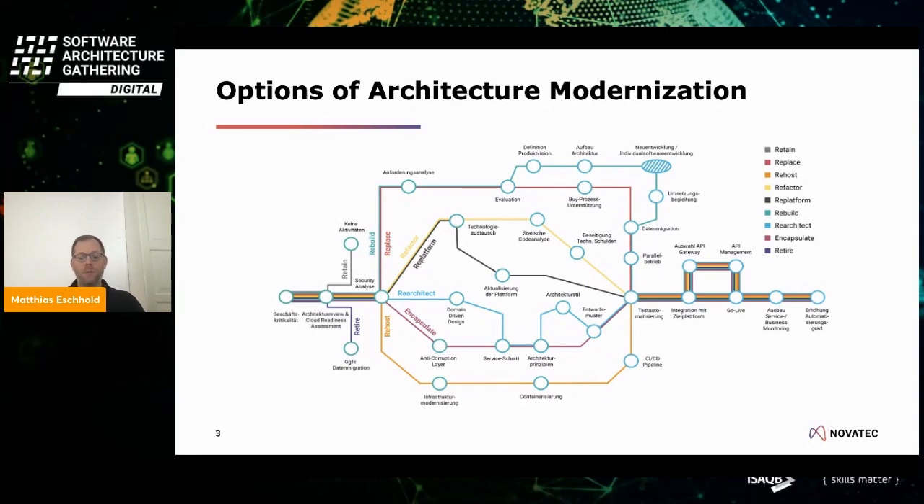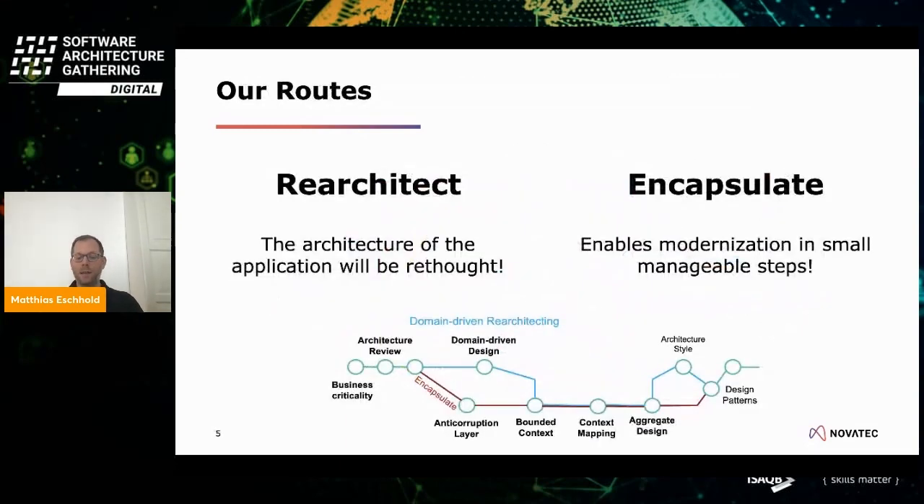And I'm very sorry that the metro plan is not fully translated. But I think it's not so bad because we focused on the lane re-architect and encapsulate. And on our tour, we will meet the isolated area of anti-corruption, the separated districts of bounded context, and the connections between them based on context mapping.